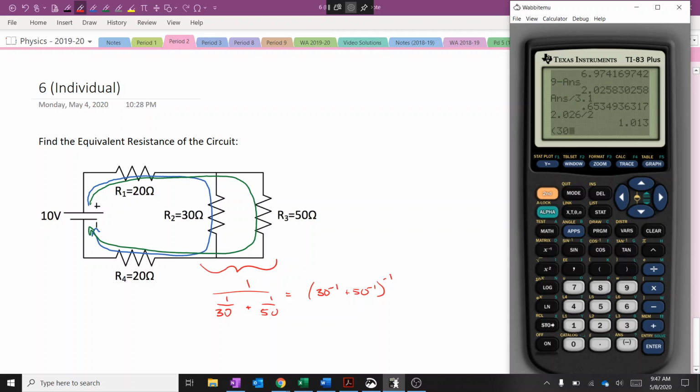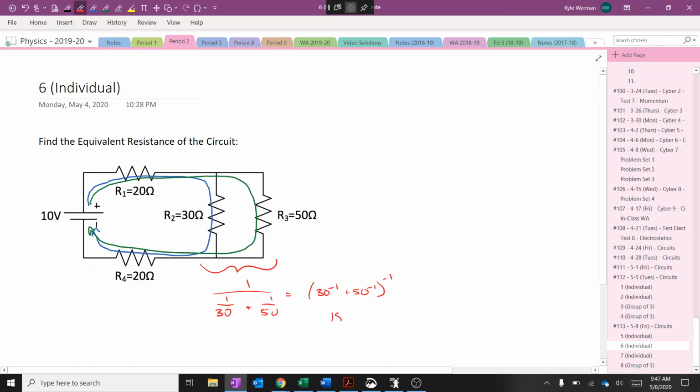Now, doing some mental math, it should be less than 30. If it was 30 and 30, it would be 15, but it's 30 and 50. So I'm going to guess somewhere between 15 and 30, maybe around 20 would be my guess if I'm estimating. So let's see what we get. Hey, I get 18.75. So my equivalent resistance of that branch is 18.75. And so if I was going to redraw this circuit, I could actually redraw it now as a 20, an equivalent of 18.75, and then you definitely have to go through the 20 again.